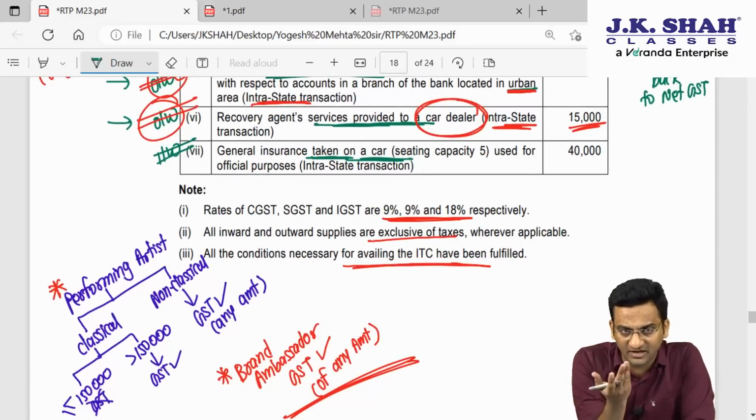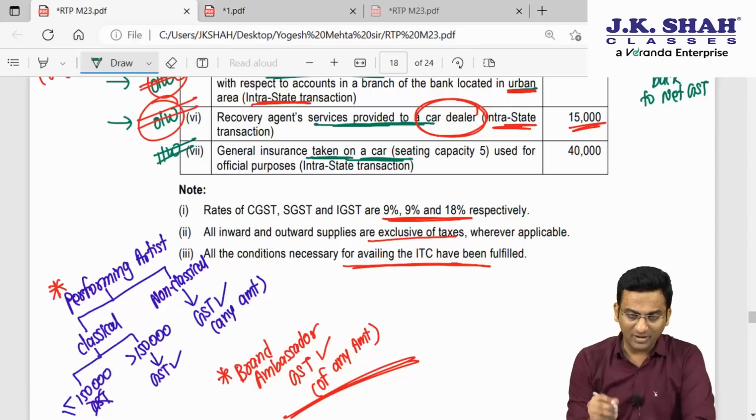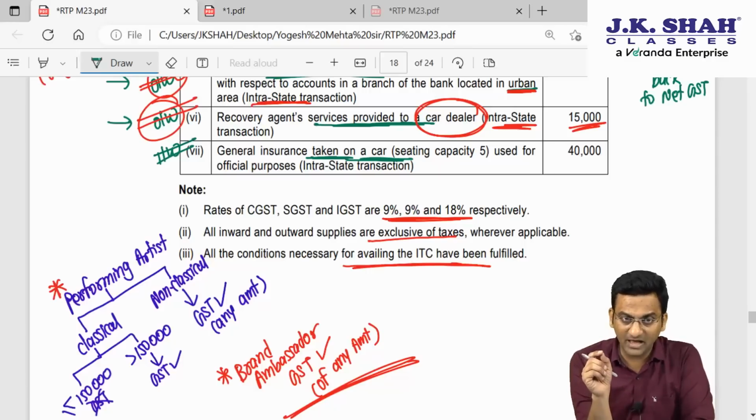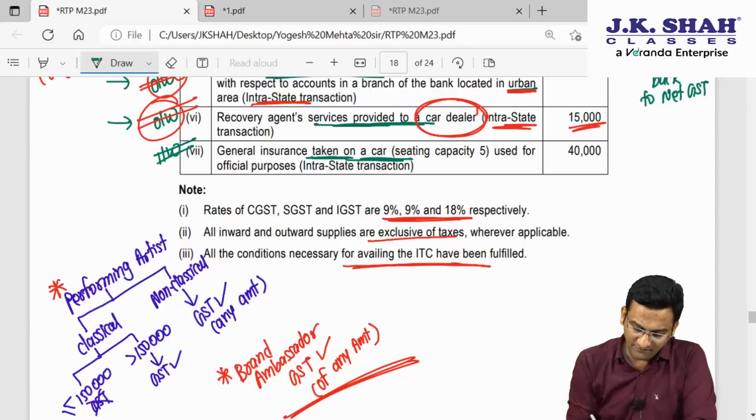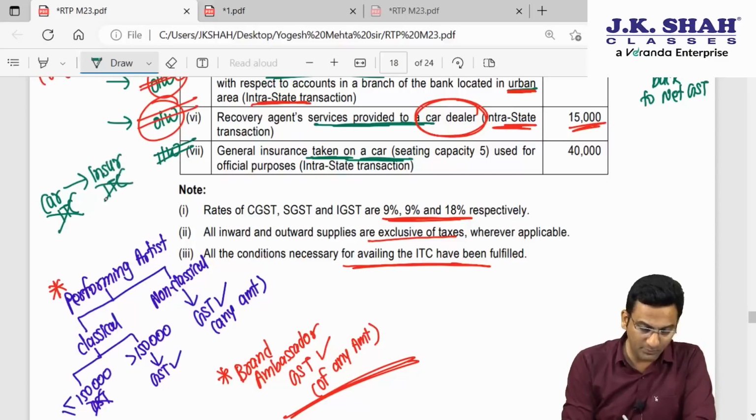So you will say, sir, the ITC of the car is blocked. It is allowed only if the three exceptions are there. So ITC is blocked, friends. And if you do remember, friends, if the ITC of the car is blocked, then servicing, insurance and repairs and maintenance will also be blocked.